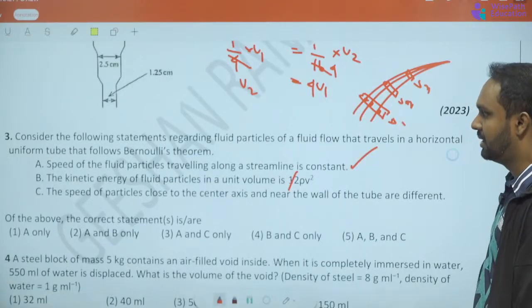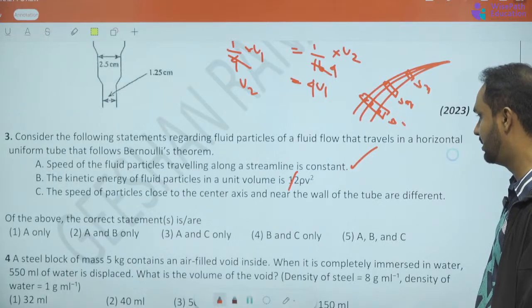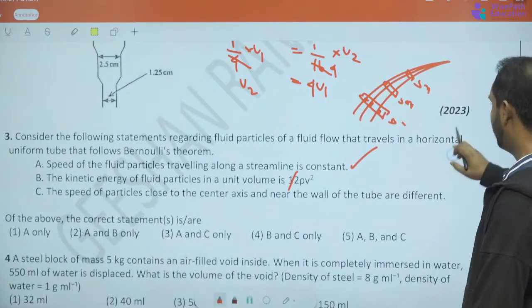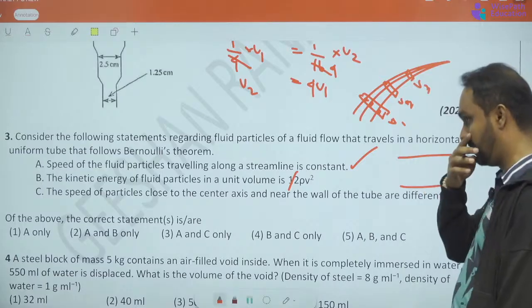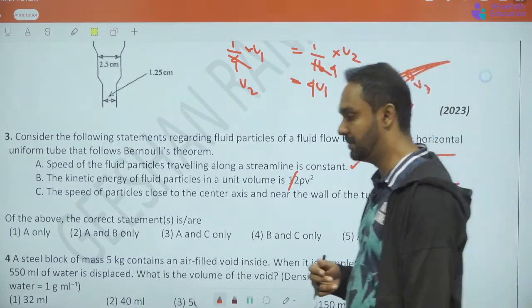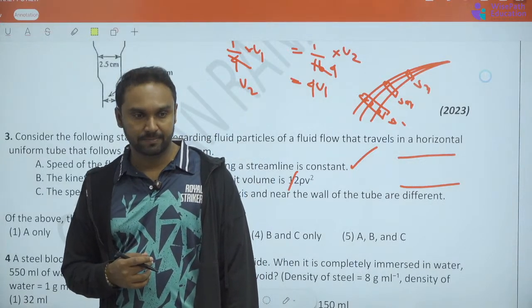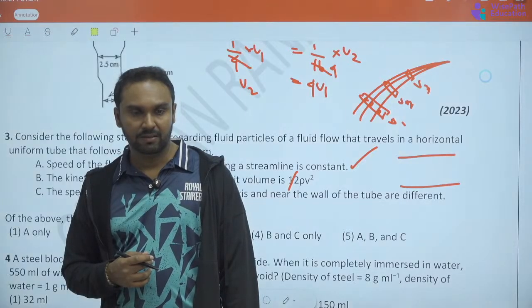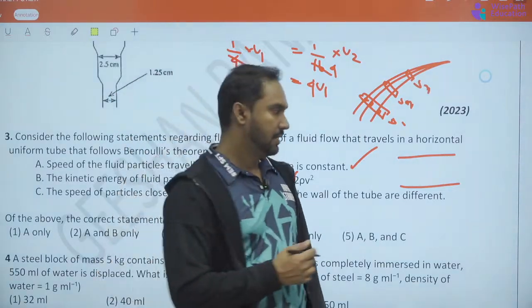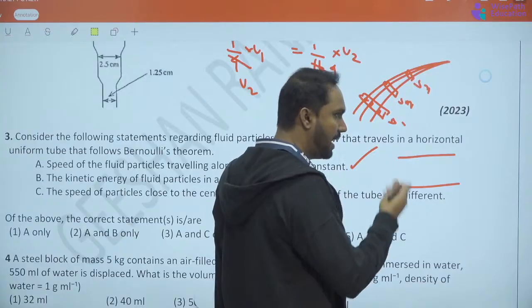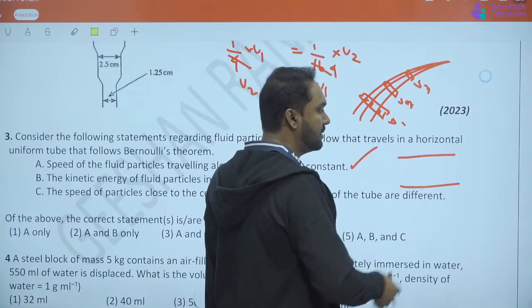That is true. The speed of particles close to the center axis and near the wall of the tube are different. Even fluids have friction when moving, and when moving through a tube there are attractive and repulsive forces with the walls of the canal that it is moving through.